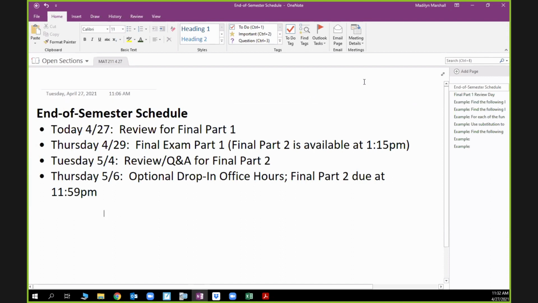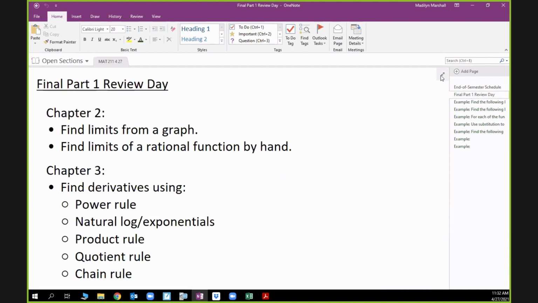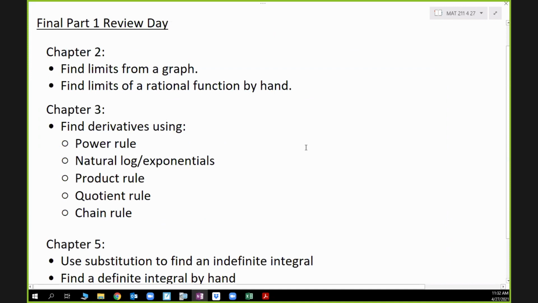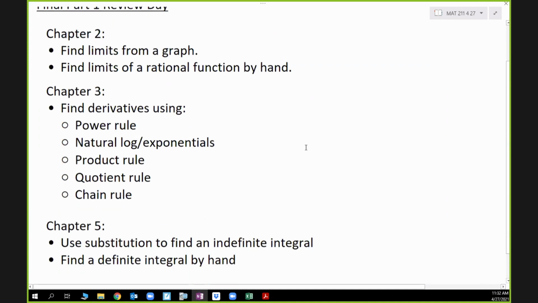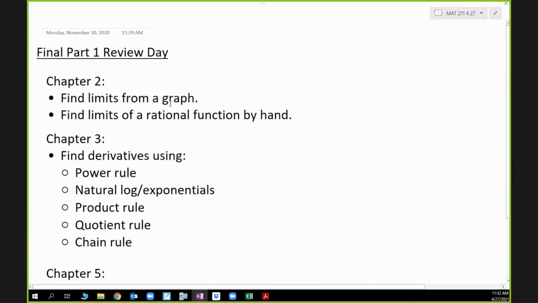So today is our final part 1 review day, and I can't fit everything onto one screen. Final part 1 has stuff from all term. It's all the calculus skill kind of stuff. So chapter 2, we have finding limits from a graph, and we have finding limits from a rational function by hand.